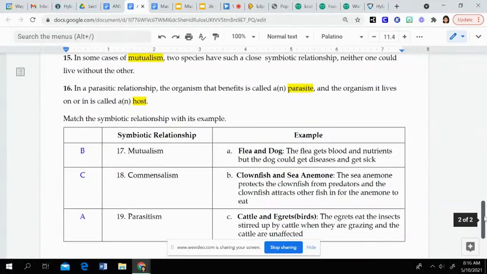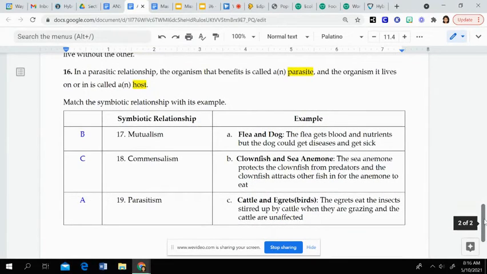16, in a parasitic relationship, the organisms that benefit are called the parasite, and then the organism it lives on or in is called the host. So the host is the one that's affected or harmed. The parasite is the one that benefits.